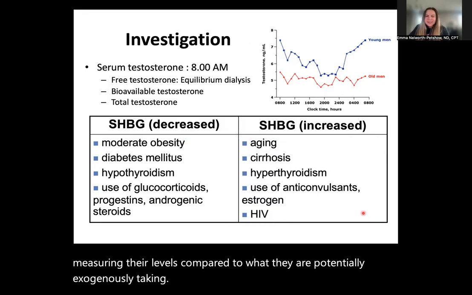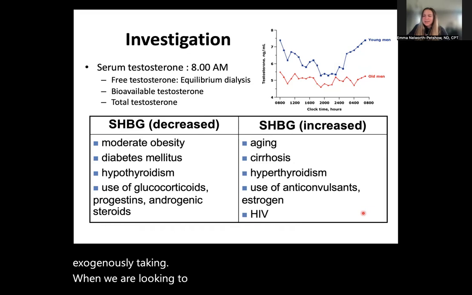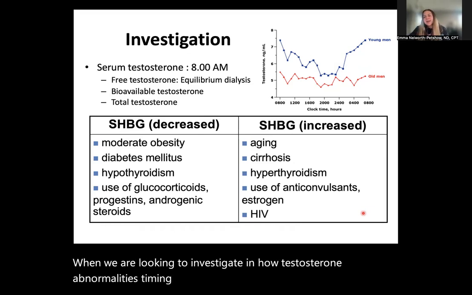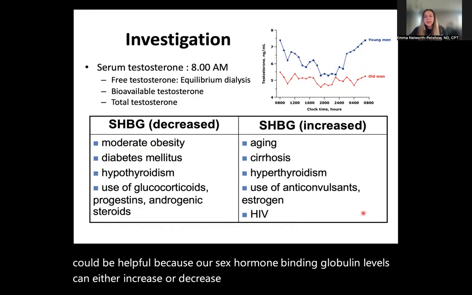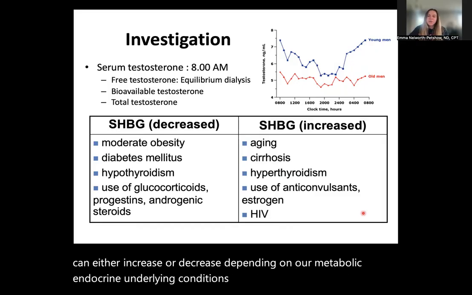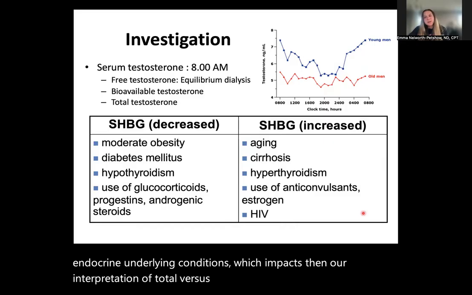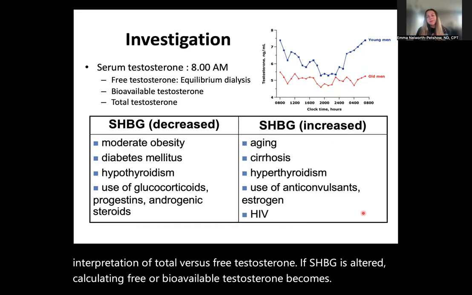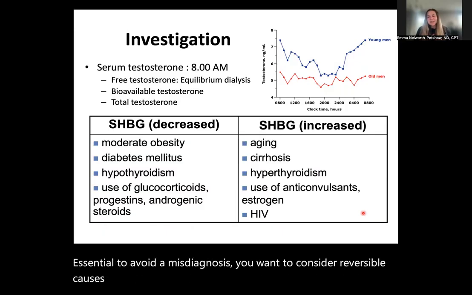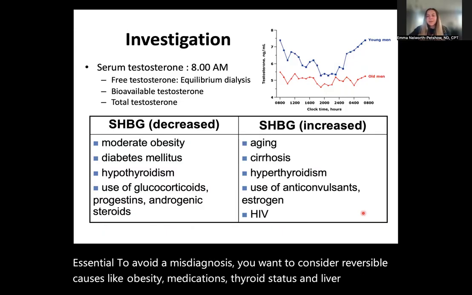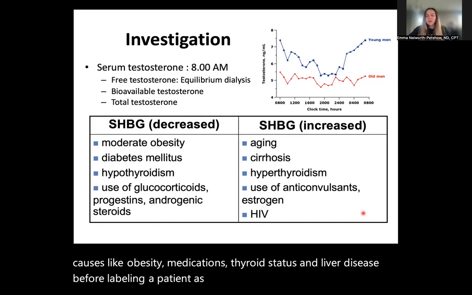When we are looking to investigate testosterone abnormalities, timing does matter. So collecting labs at 8 a.m. could be helpful because our sex hormone binding globulin levels can either increase or decrease depending on our metabolic, endocrine, and underlying conditions, which impacts our interpretation of total versus free testosterone. If SHBG is altered, calculating free or bioavailable testosterone becomes essential to avoid a misdiagnosis. You want to consider reversible causes like obesity, medications, thyroid status, and liver disease before labeling a patient as hypogonadal or having a testosterone deficiency.